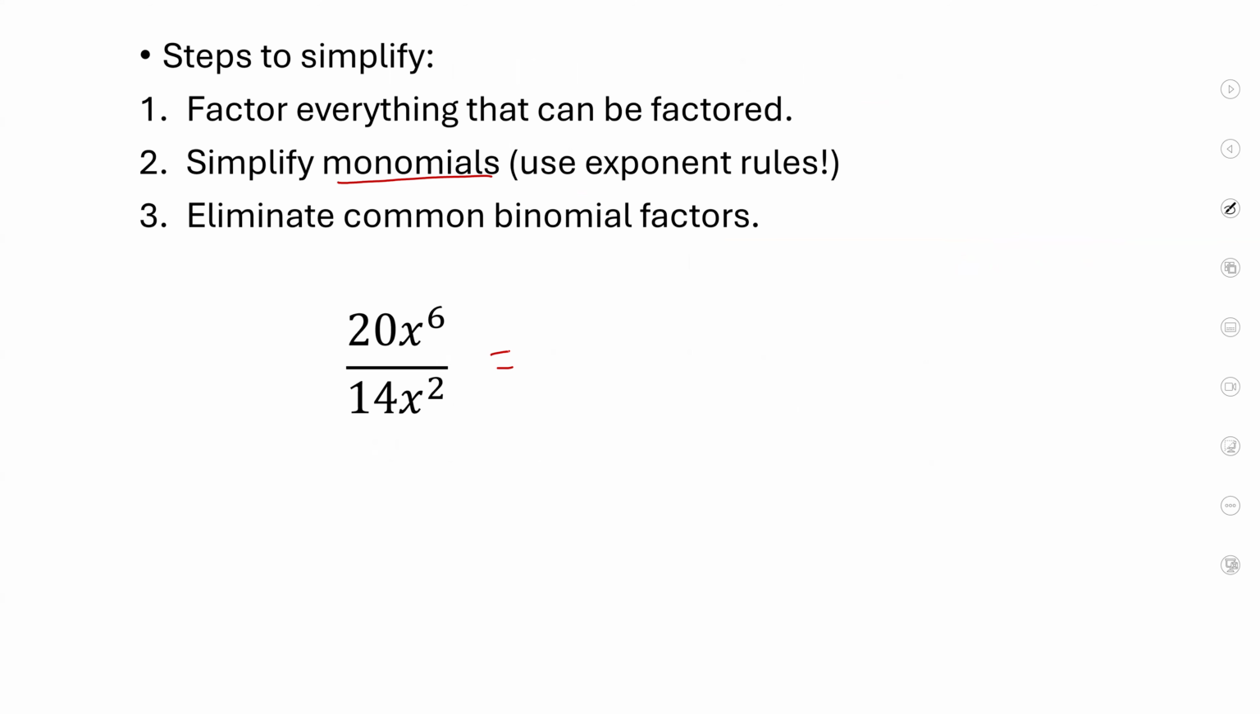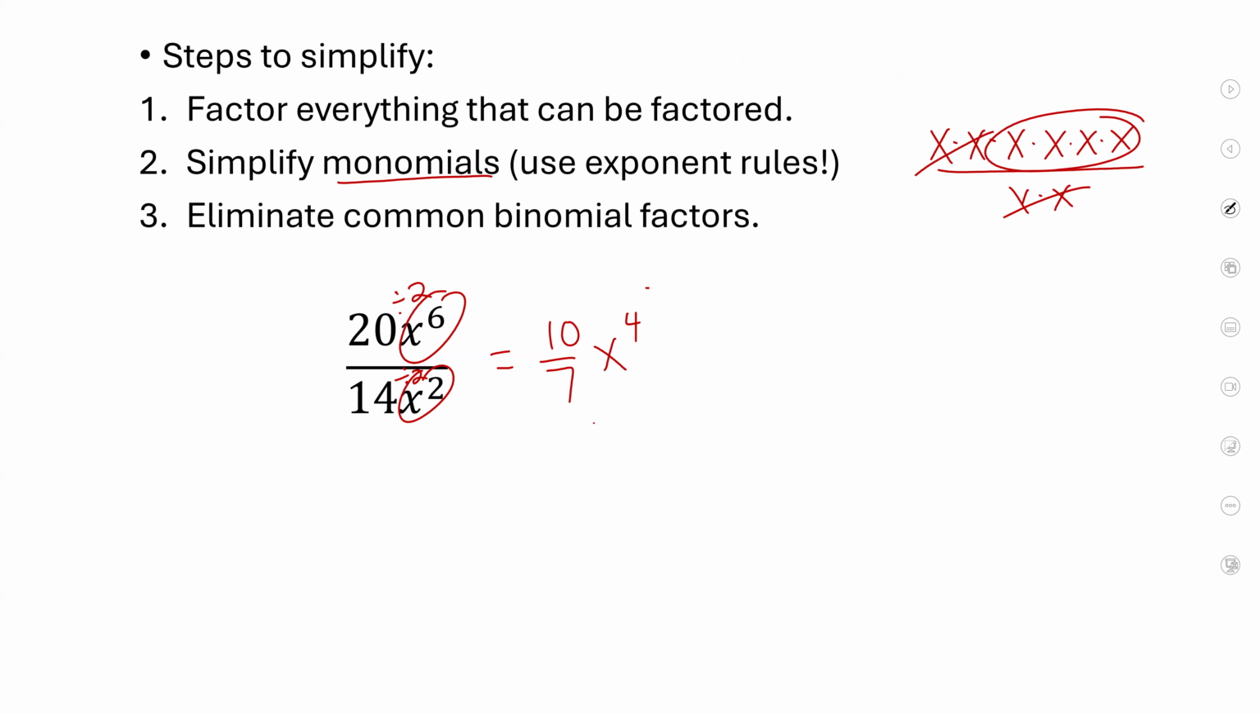So 20 over 14, these both can be divided by 2. So this will be 10 over 7. And I'm going to draw you guys a picture as a reminder. X to the 6 means x times x times x 6 times. And then x squared means x times x. So those cancel out, and I'm left with x to the 4th power. That's how you simplify when you have monomials.